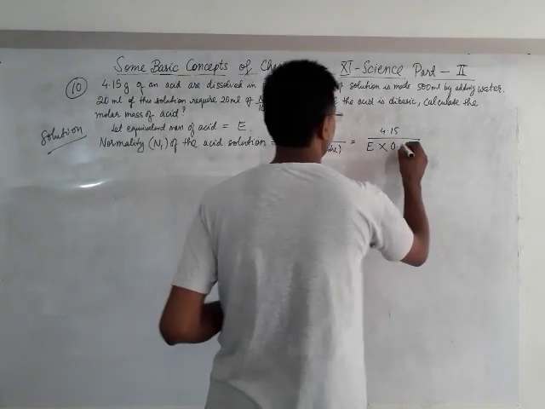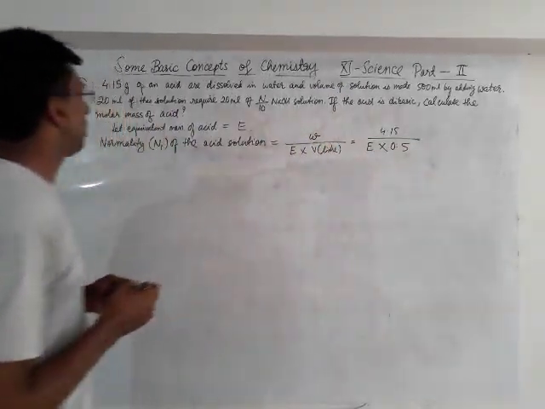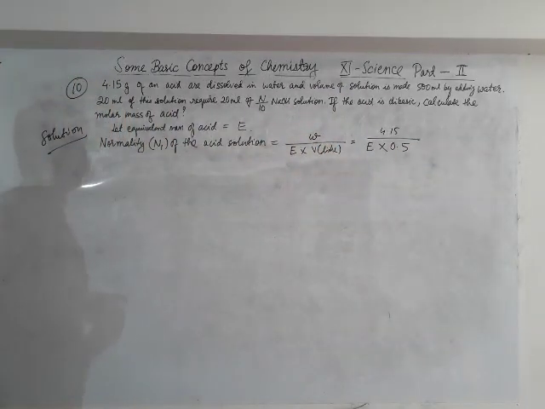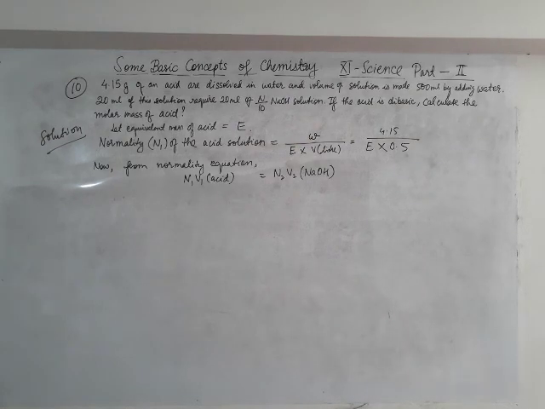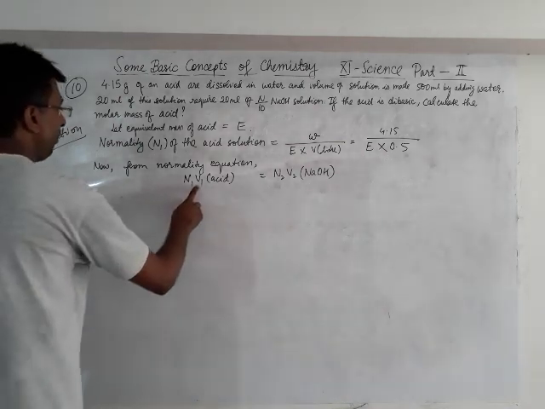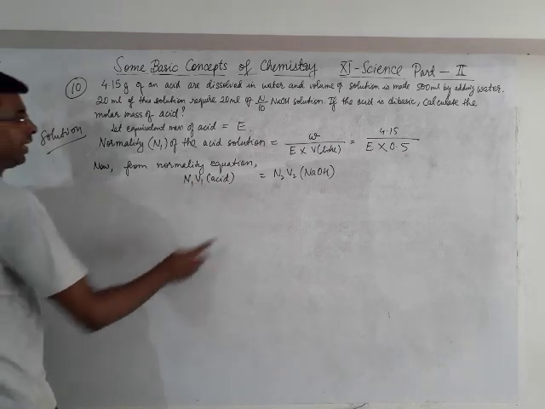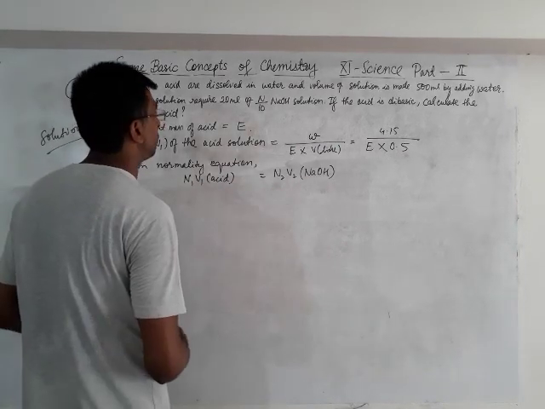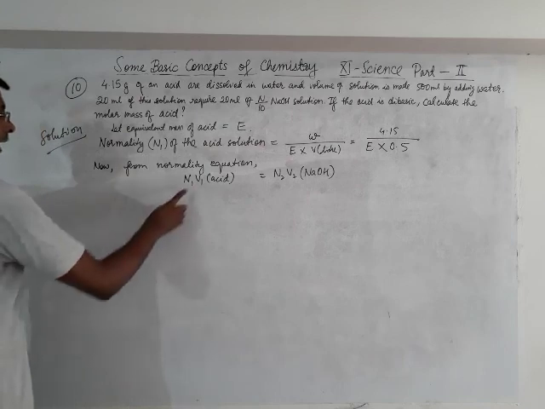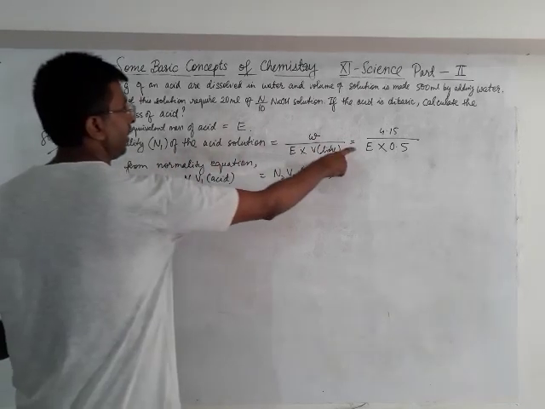0.5 in liters. So now this is the normality of the acidic solution, that is 4.15 divided by E into 0.5. Now we have to follow the normality equation. N1 V1 is equal to N2 V2. N1 and V1, this number 1 is for the acid and N2 V2 is for the alkali, that is sodium hydroxide base. Now N1 we have already calculated over here in terms of E.